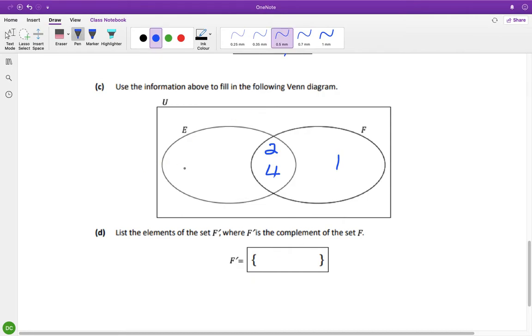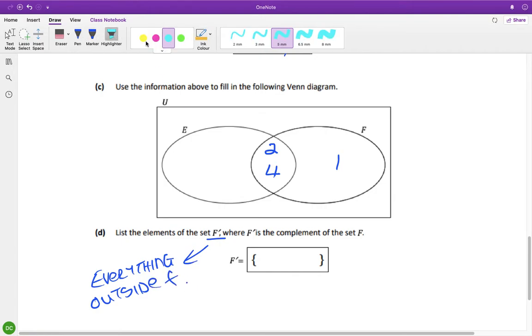List the elements of F dash, where F dash is the complement. If you remember your sets, the complement, or F dash, means everything outside F. Okay, so let's have a look. So here's the set F.